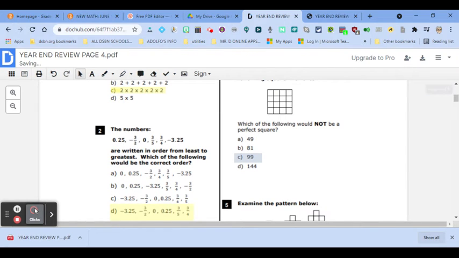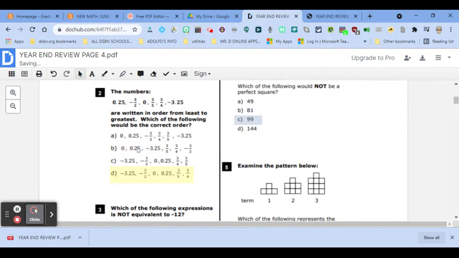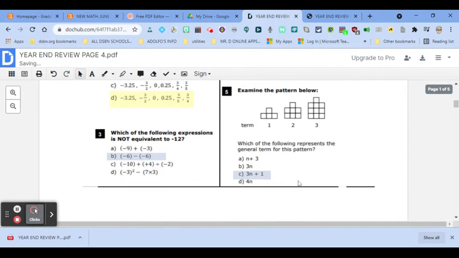All right, question number 2. We have those fractions. We write them in order. Our answer is D. Question number 3. Which of the following expressions is not equivalent to negative 12? And that answer is B. Okay, negative 6, when subtracting a negative number, we are actually adding the opposite, remember?